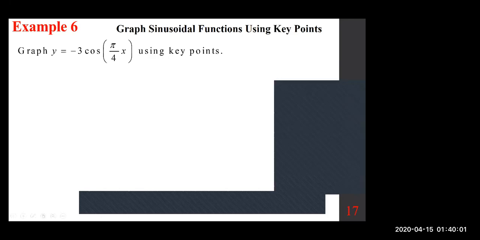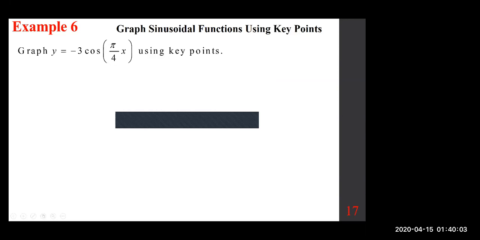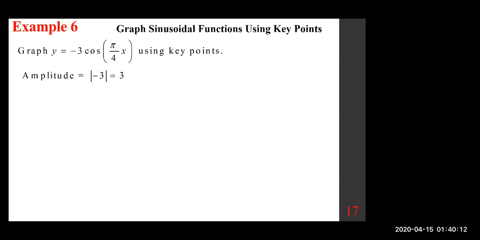All right. And so what is the amplitude, everybody? 3. It is the absolute value of -3, which makes it 3. What is the period of the function? Anyone? 8. 2 pi divided by pi over 4 is 8. Perfect. Okay. And so now what do we do? We cut that into 4 equal parts. That means we divide by 4, and it gives us 2.